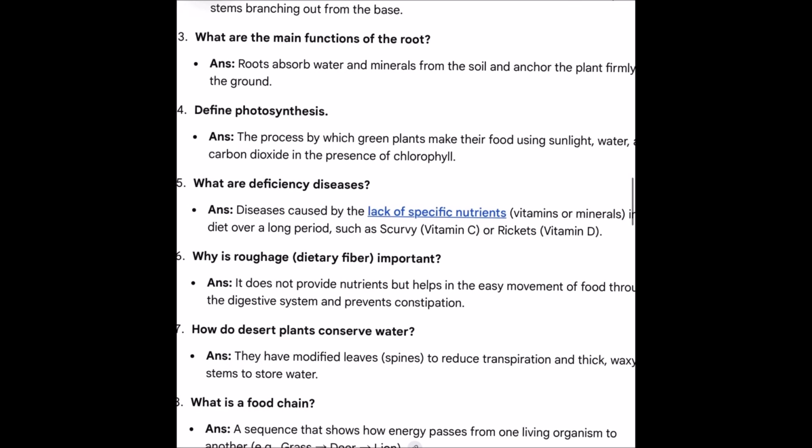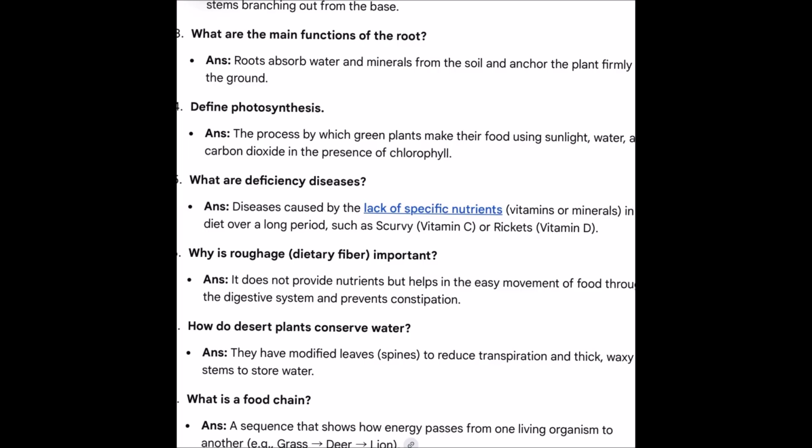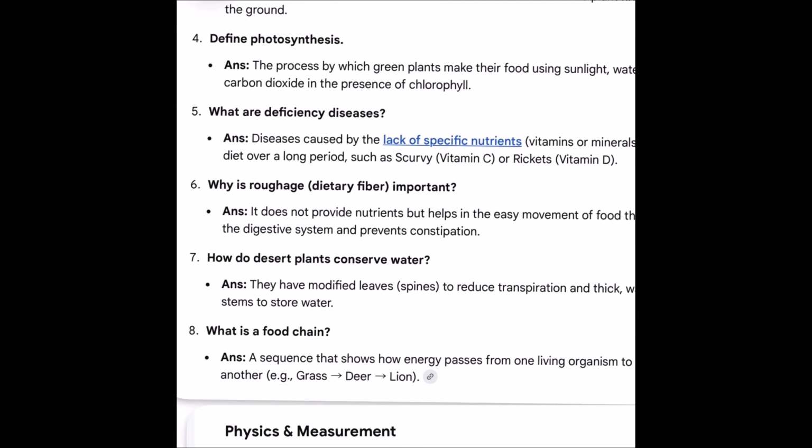The answer is, it does not provide nutrients but helps in easy movement of food throughout the digestive system and prevents constipation. It's important for the digestion of food. It does not provide any nutrients, but it is very important for digestion of food, and it also helps to prevent constipation. Question 7 is, how do desert plants conserve water?